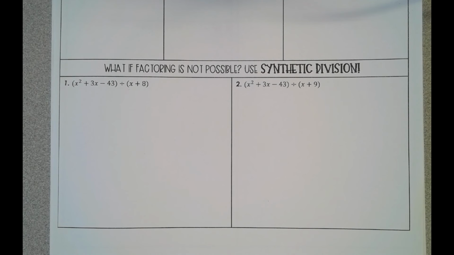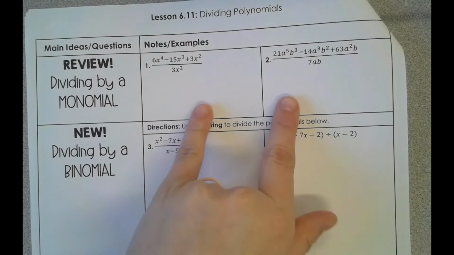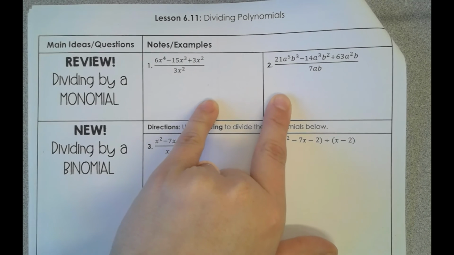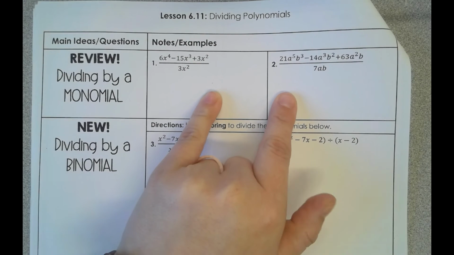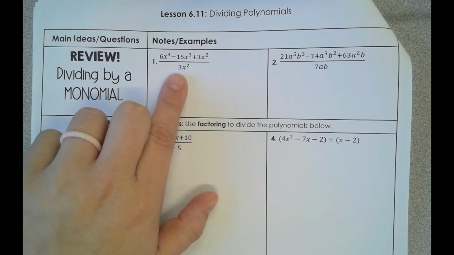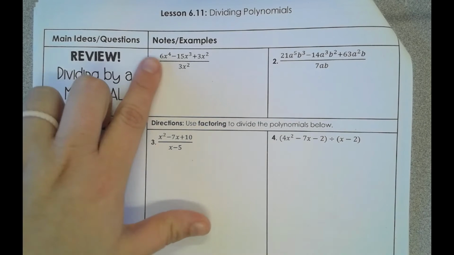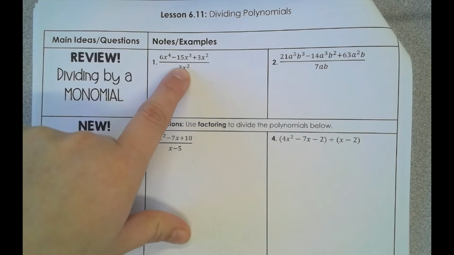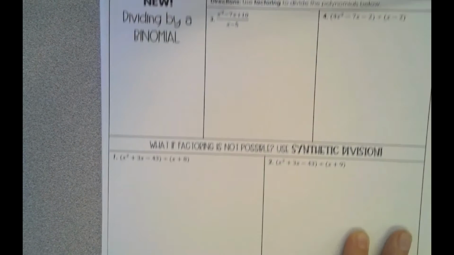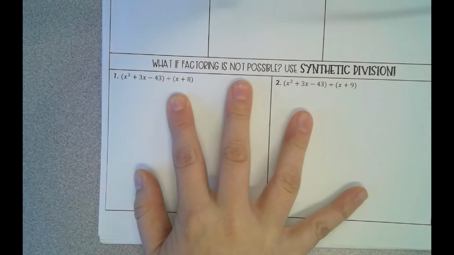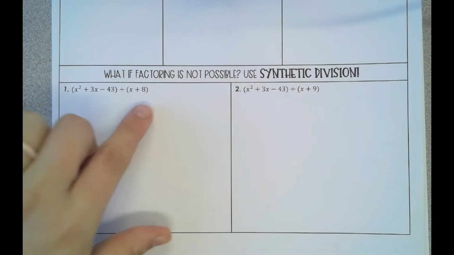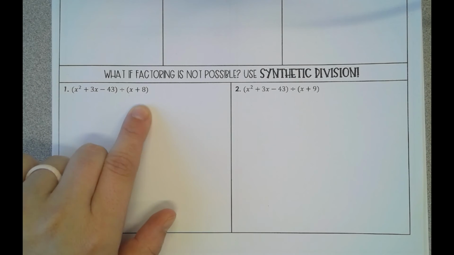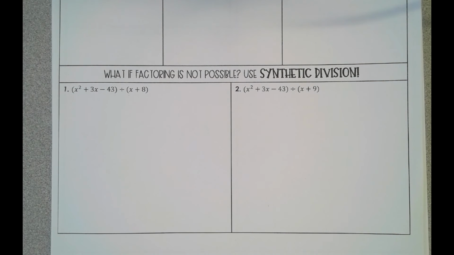6.11 is on dividing. We're not going to do all of these up top, but these first two questions are kind of a review of lesson 1, where we divided by monomials. When you do this, you just divide every term in the top by 3x squared. But when we get down here to where it's not a monomial, so it's got x plus 8, the process is totally different. And there's actually a few different methods.